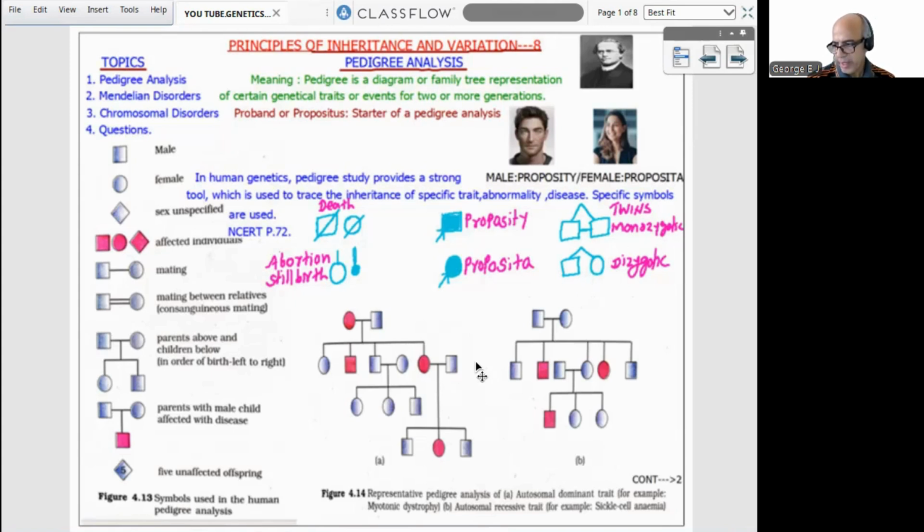Now a pedigree tree has been shown here, which belongs to NCERT. One is autosomal dominant trait, an example is myotonic dystrophy. The second is autosomal recessive trait, an example is sickle cell anemia. Many types of representation are there: autosomal dominant, autosomal recessive, sex-linked dominant, sex-linked recessive, crisscross, Y-linked. That way different representations are there. That is regarding the first page, pedigree analysis.